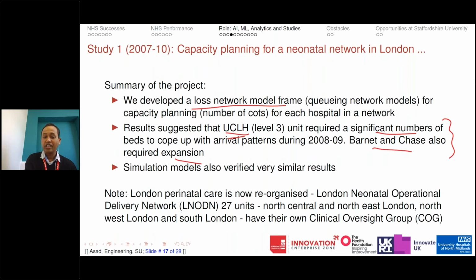Now, perinatal care in London has been reorganized again. They now call it the London Neonatal Operational Delivery Network, LNODN. 27 units are working together to provide perinatal care for the whole of London, although they have 3 clinical oversight groups within London, but importantly, they are providing care in a very organized manner.